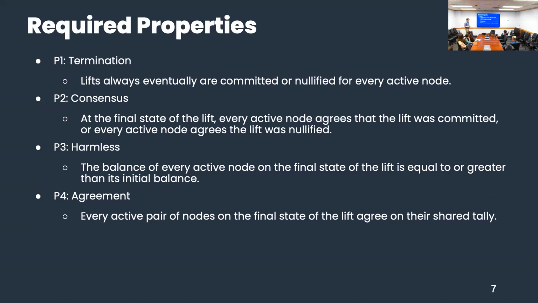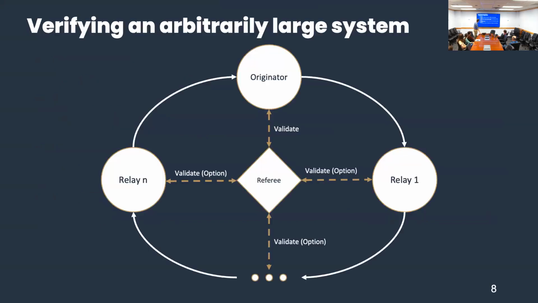The third property is harmless, which means that in a typical lift, if everything goes well, the change in balance for a node should be 0. You get forgiven as much as you forgive. However, if things go wrong, we want to allow for the possibility that you're better off. So we say that the balance is greater or equal. And the last thing is agreement. If you have 2 nodes that have a change in balance between them, they agree on that change in balance. Those are the 4 properties we'd like to verify.